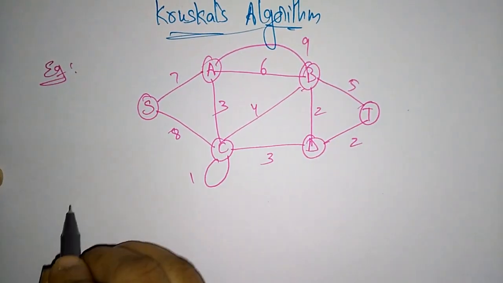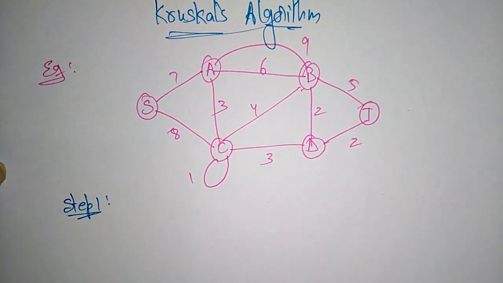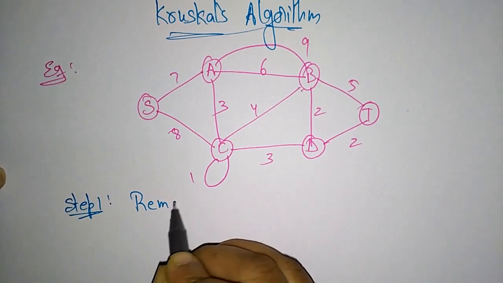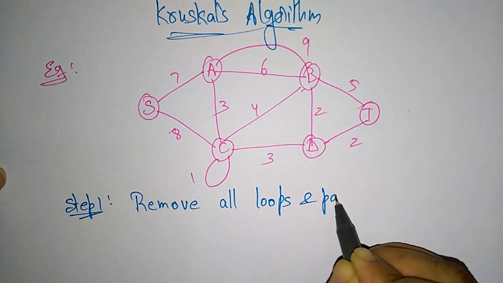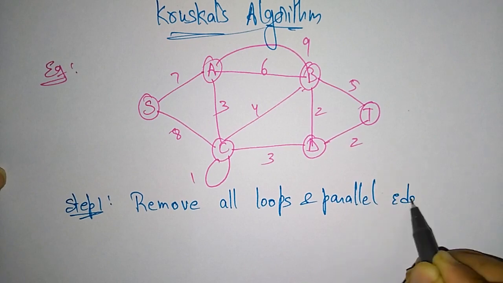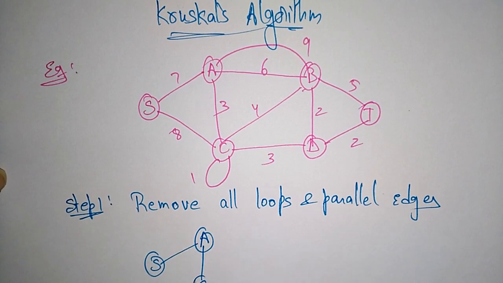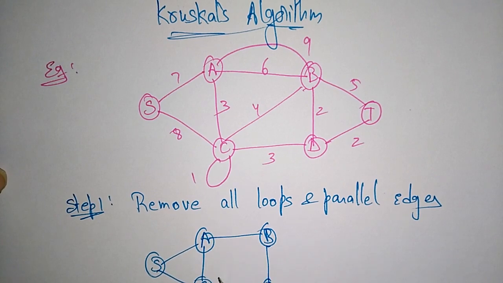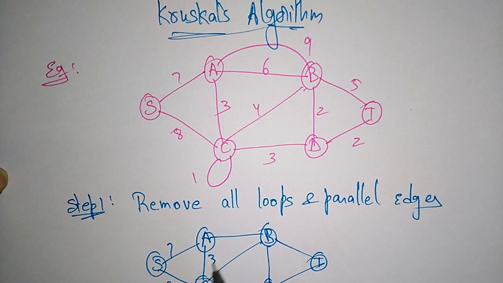Now coming to the algorithm, first step. In the algorithm, the first step is we have to remove all loops and parallel edges. In Kruskal's algorithm, first you have to remove all loops and parallel edges. So that means it becomes S, A, C, D, B, T. A, 7, 8, 3, 4, 6, 3, 2, 2, 5.